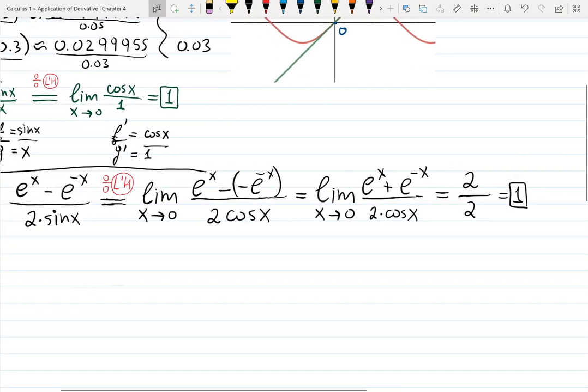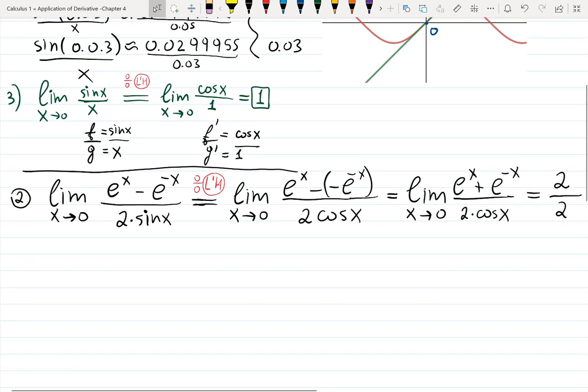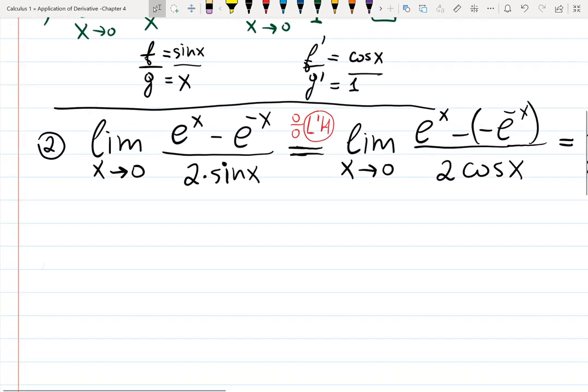And the result of the ratio is 1 again, so it seems like e to the x minus e to the minus x and 2 sine x have the same speed around 0.